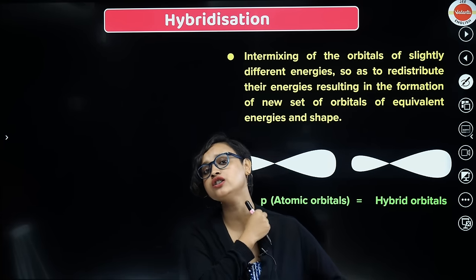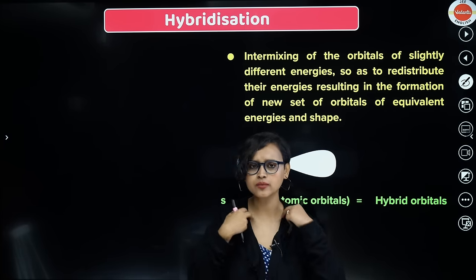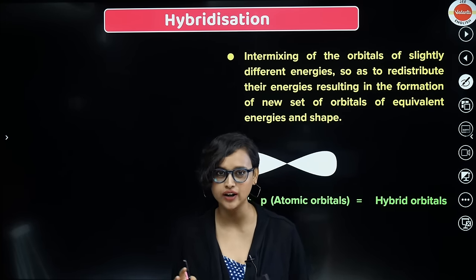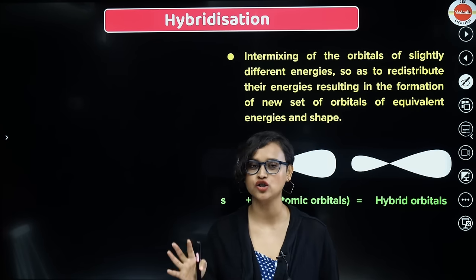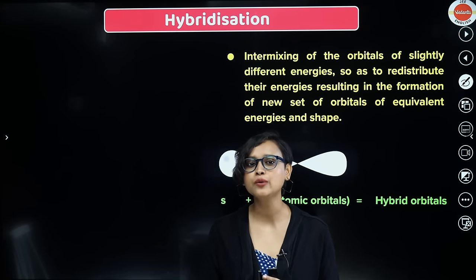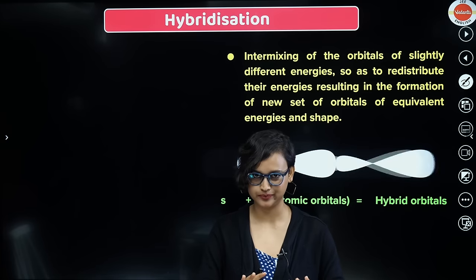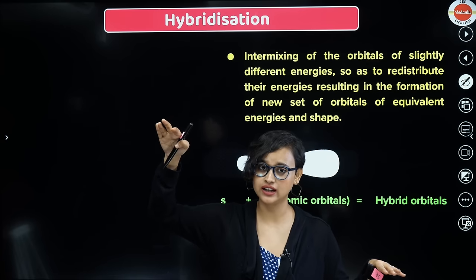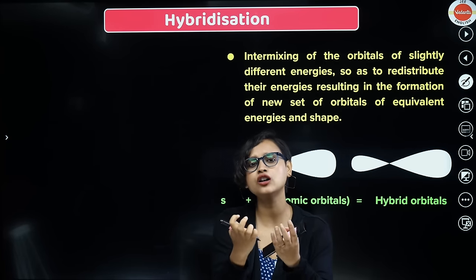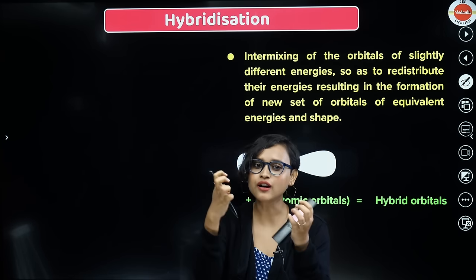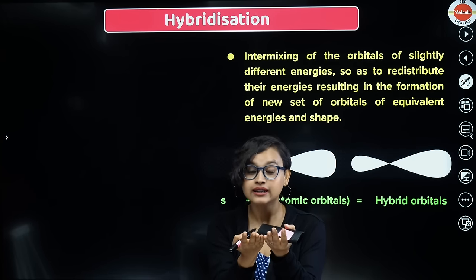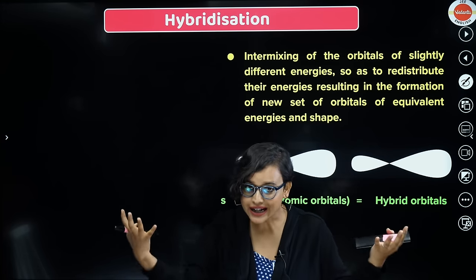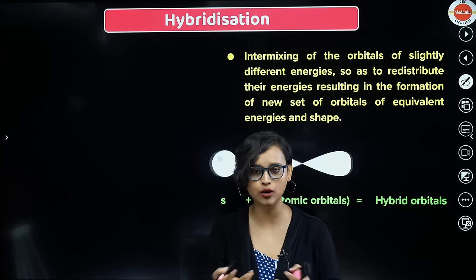Use the same analogy and bring it to your chemistry. Here, obviously, we are not mixing cabbage and broccoli and rose and jasmine. Here we are mixing orbitals. So d orbital has more energy, p orbital has less energy, s has even less energy, right? How about we bring all of them together? Yes, they have slightly different energies, so we are going to intermix them all together.